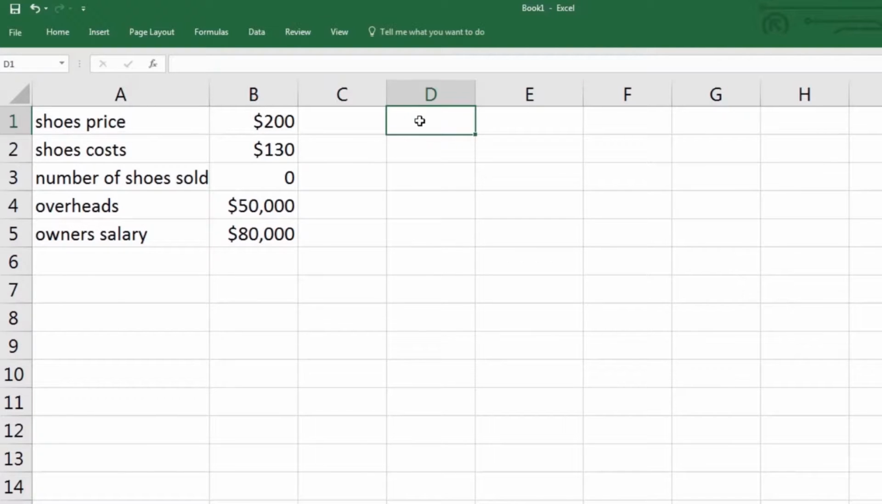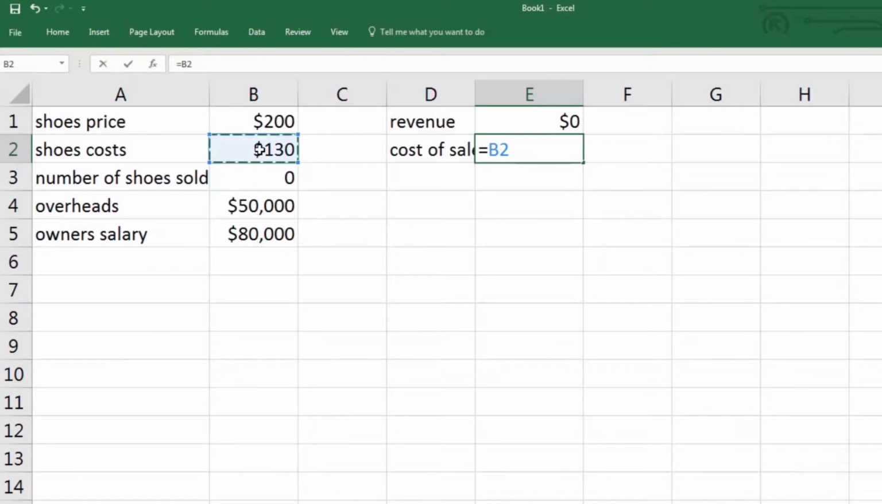So the revenue, that's the total amount of money in this case, we just say it's the price of the shoes multiplied by the number of shoes sold. Because the number of shoes sold is 0, that's currently 0. The cost of sales will total, and by the way this is per annum, is the cost of the shoes multiplied by the number of shoes sold.